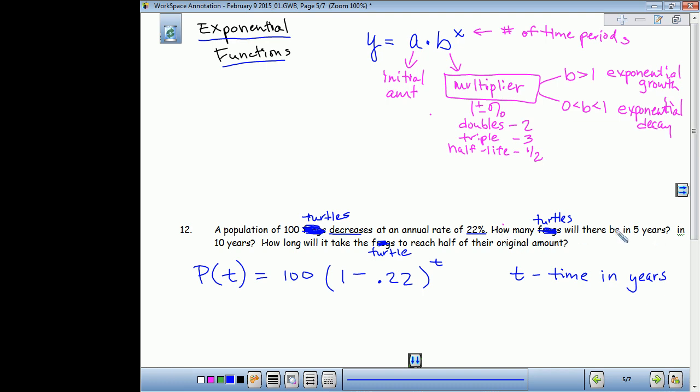So the first question, how many turtles would there be in 5 years? So we're finding p of 5.